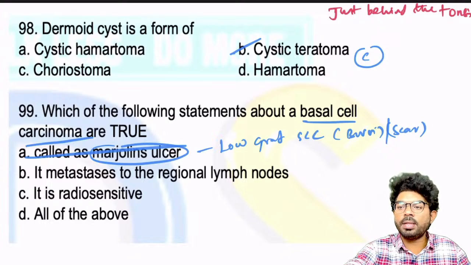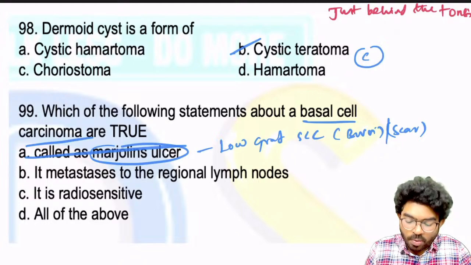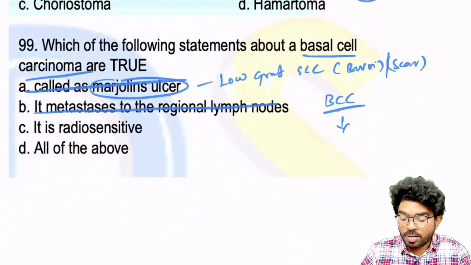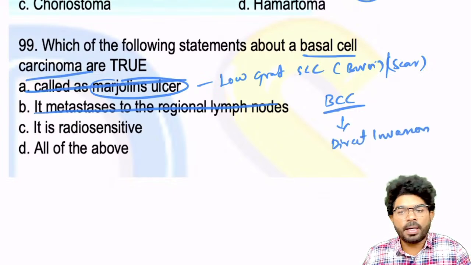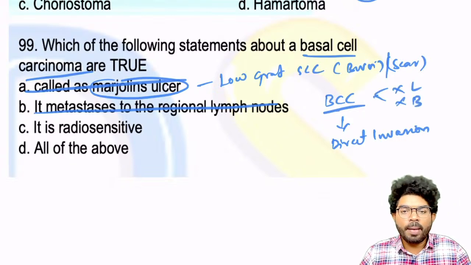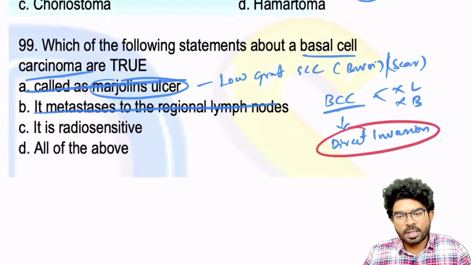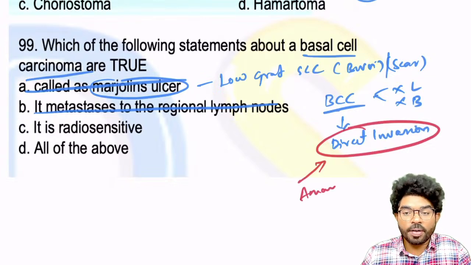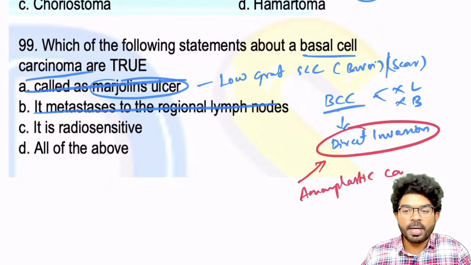And the second one is, it metastasizes to the regional lymph nodes? No, we have already discussed basal cell carcinoma. The mode of metastasis of basal cell carcinoma is by direct invasion, direct spread, not by lymph or blood. Normal carcinomas spread by either lymph or blood. This is by direct invasion. Similarly, which type of carcinoma of your thyroid spreads by direct invasion? Anaplastic carcinoma of thyroid spreads by direct invasion.